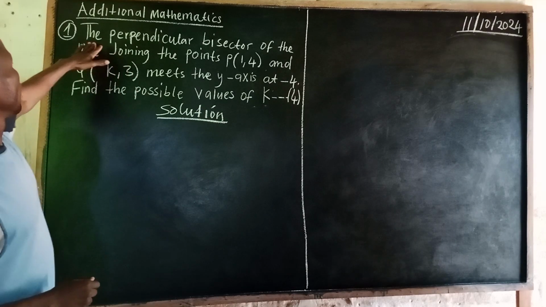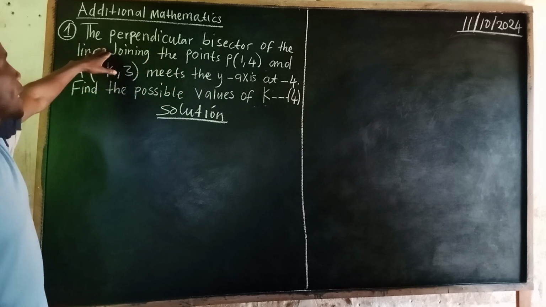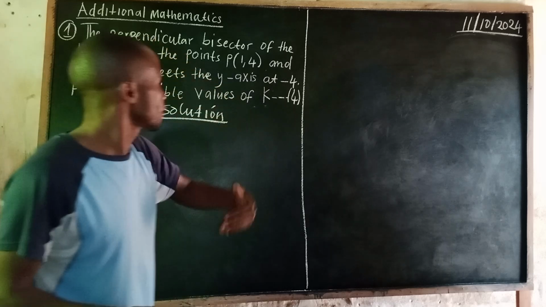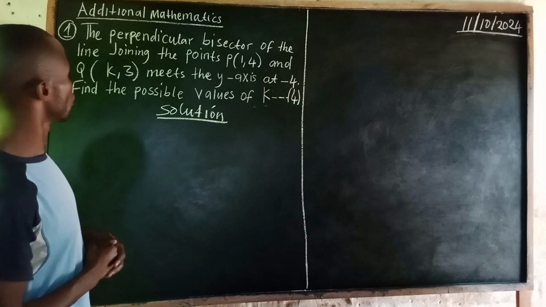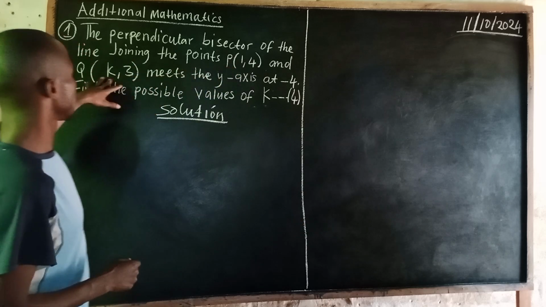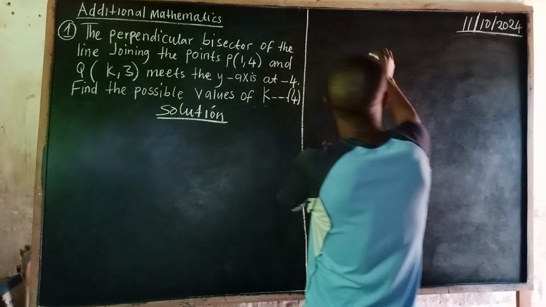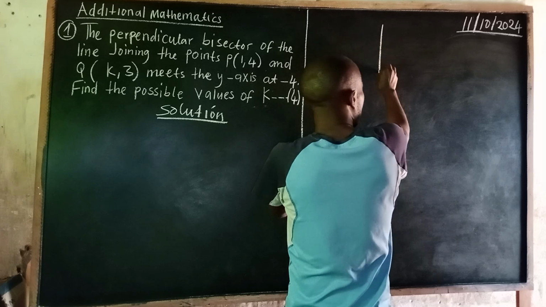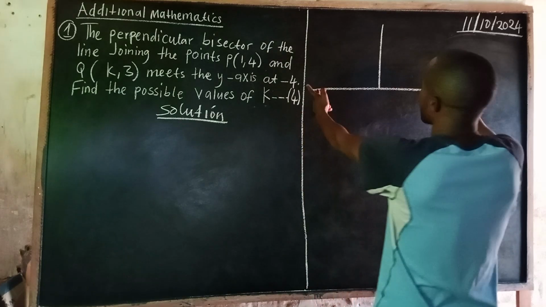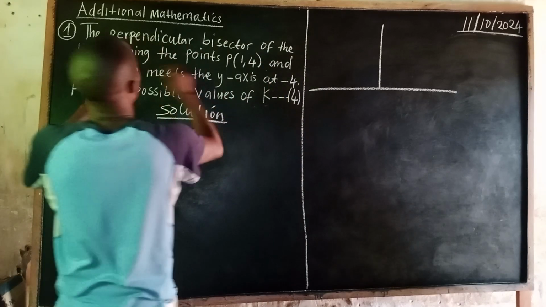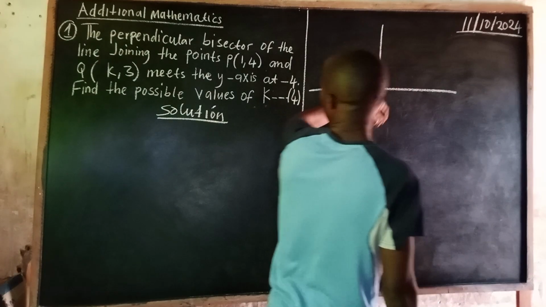When you go back to the statement that we are given, here it says the perpendicular bisector. That means there is a line which is perpendicularly bisecting another line, the line which is joining these 2 points. So let me give you a practical example of what this statement is talking about. There is a line which is coming like this. Then we have a line, and we say this is the line which is joining these 2 points. Then there is a bisector which is bisecting this same line.